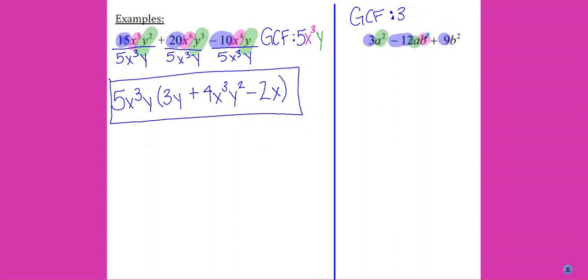Similarly, our second term has a b and our third term has a b squared, but our first term didn't contain a b, so we can't put a b in our GCF. So this time, our GCF is just a constant. I'm going to divide each term by our GCF. It still goes out front, and I'll be left with a squared minus 4ab plus 3b squared.